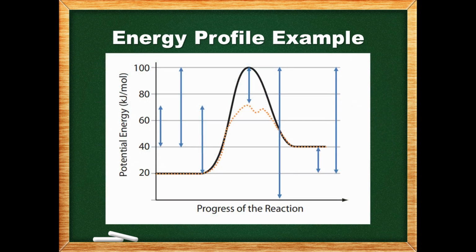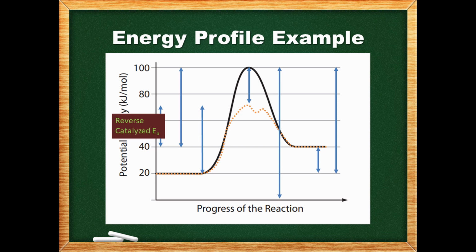Next, we have to identify the meanings of each of the measured values on the diagram. We will proceed from left to right. The first arrow shows the difference between the potential energy of the activated complex for the catalyzed reaction and the potential energy of the products for the forward reaction. But the products for the forward reaction are the same as the reactants for the reverse reaction. So this arrow shows the reverse catalyzed activation energy.